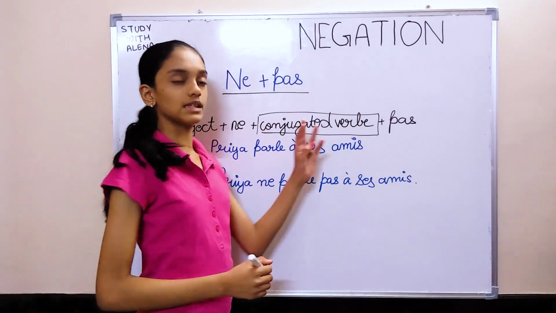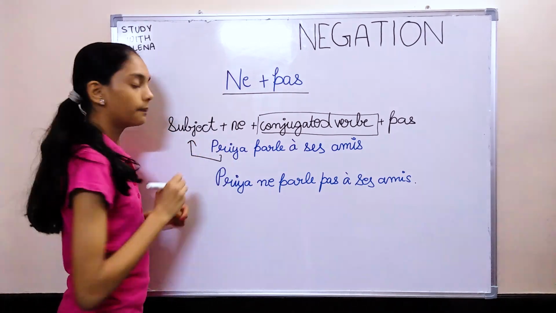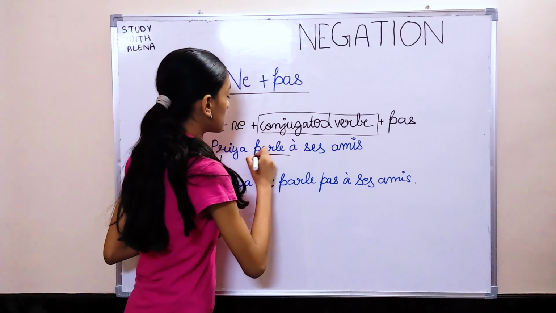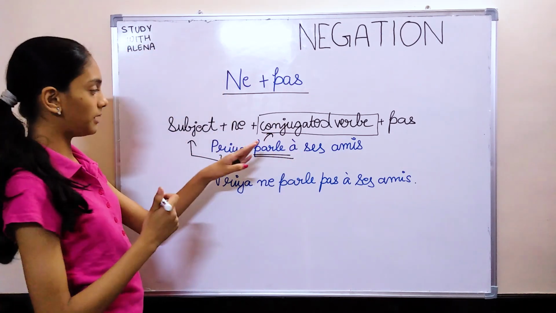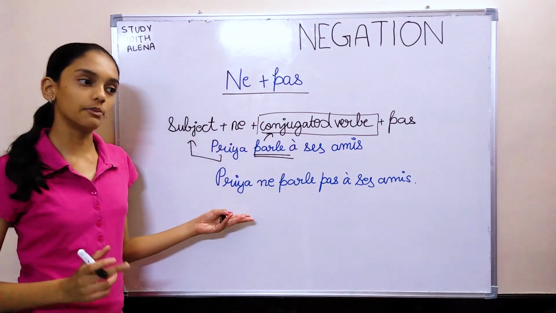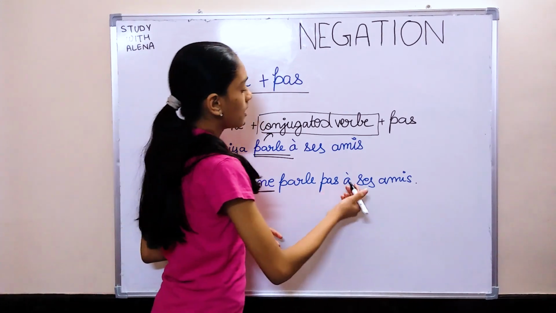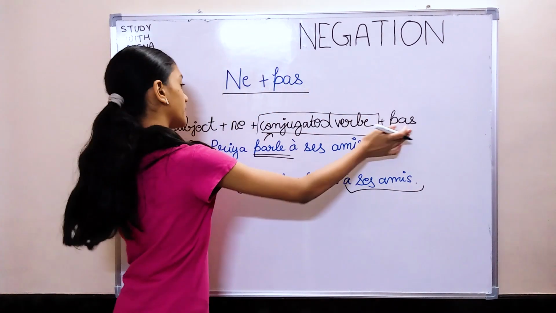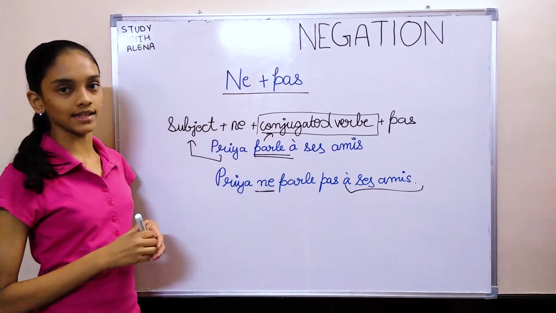Priya parle à ses amis. So here first our subject is Priya. Parle is our conjugated verb and we will place ne and pas around this. So it would become Priya ne parle pas à ses amis. After this you just write the rest of the sentence as it is.